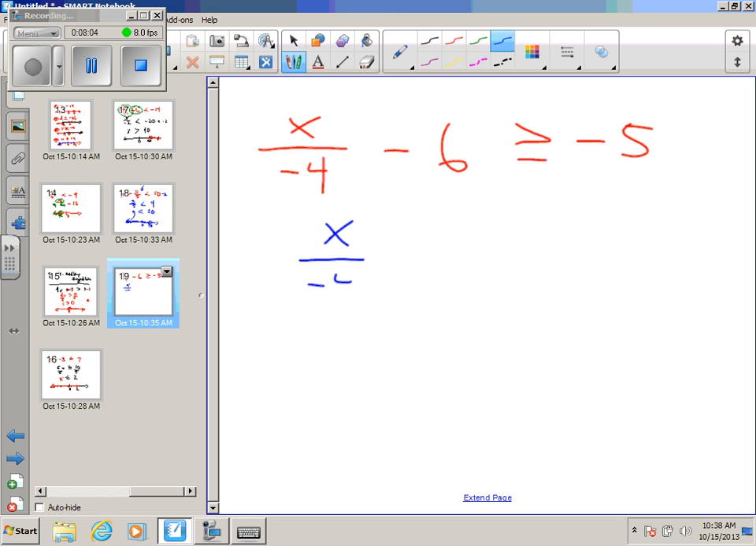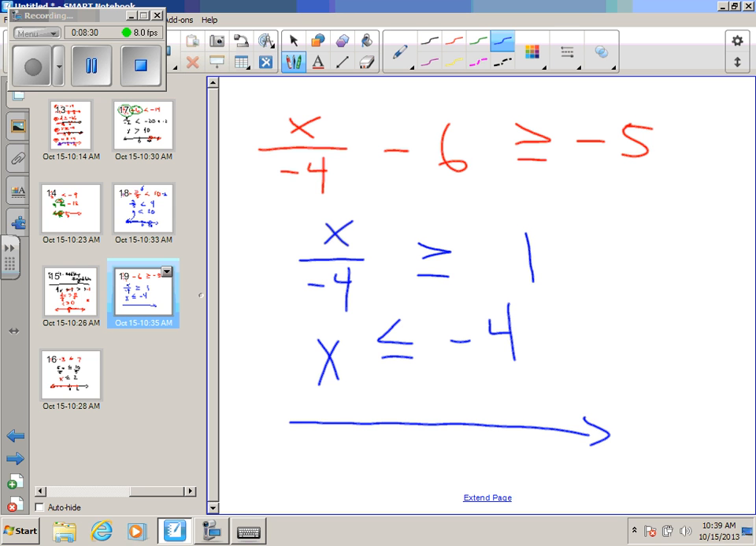Add 6 to both sides. And when I add 6 to a negative 5, I get a 1. Now, because I'm divided by a negative, the opposite is to multiply by a negative. So when I do that, my sign switches. What is a negative 4 times a positive 1? Here's my negative 4. Circle or a point? And to the left.